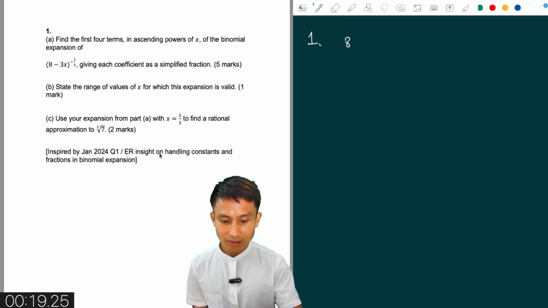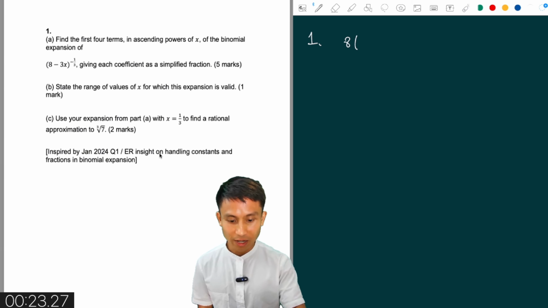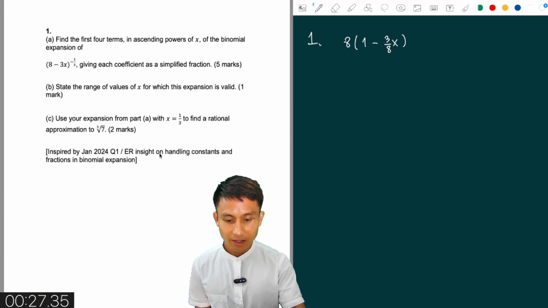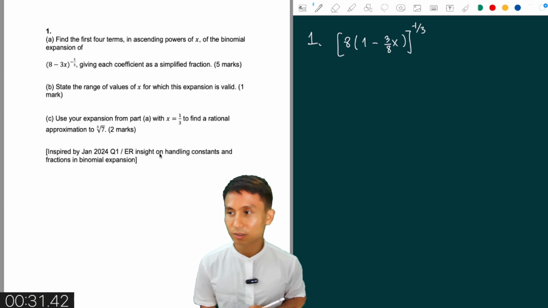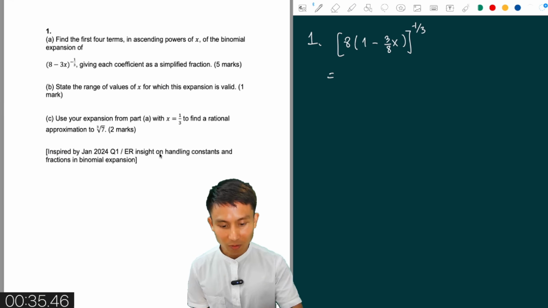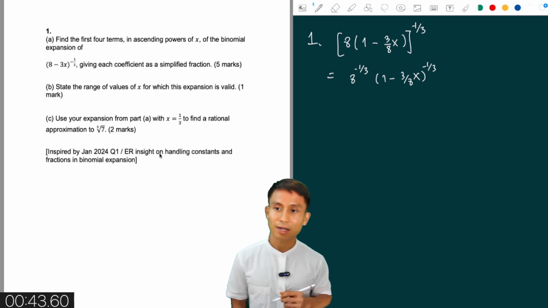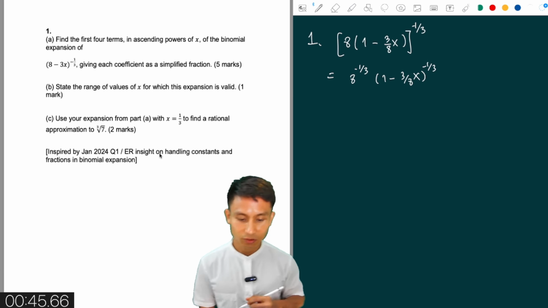First thing, you need to make the first term become 1. If we pull 8 out, we get 1 minus 3 over 8 x, and then all to the power of minus 1/3. Now don't forget, when you do that, you have to raise 8 to the power of minus 1/3 as well. And the actual binomial expansion will go to the things in those brackets.